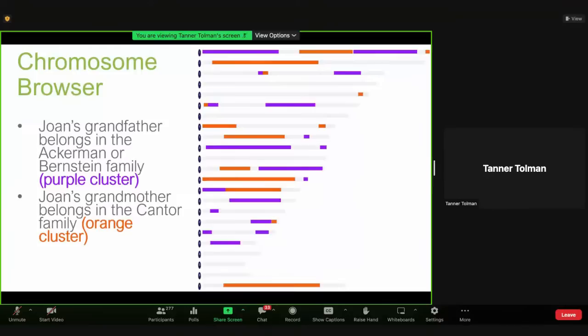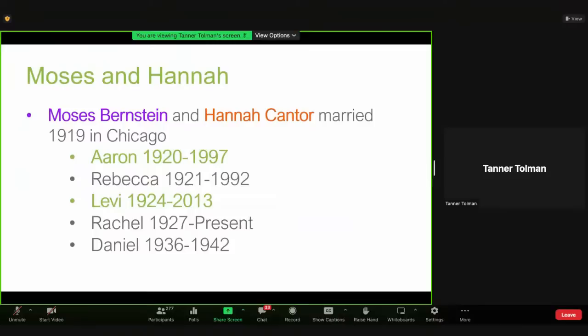Most of these people were living in Chicago, and we started kind of looking in that. We started building out their trees and looking at records in Chicago, trying to find a place where these two bloodlines could have intersected. And what we found was this. We found that Moses Bernstein and Hannah Cantor married in 1919 in Chicago. And they had five children, of which there were three sons. Aaron, Rebecca, Levi, Rachel, and Daniel.